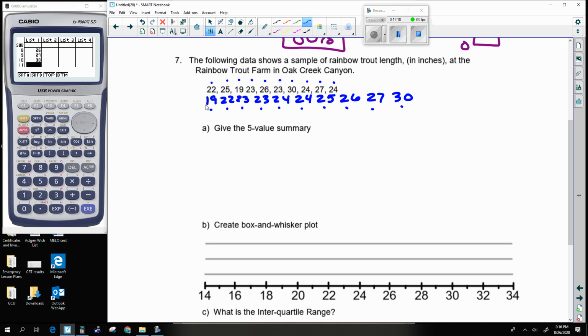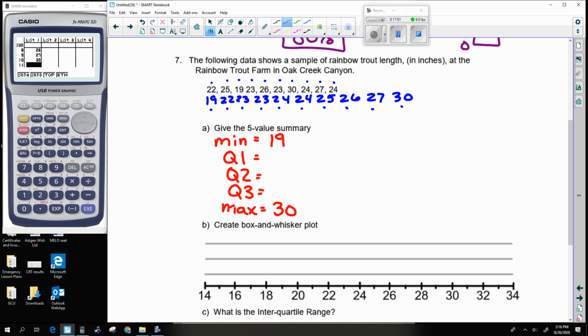Okay, we're matching up. All right, so the 5-value summary, you have to physically write this in, is going to be the min. Make an equal sign. Min, quartile 1, quartile 2, quartile 3, and a max. You have to put that on your paper. So the min is the smallest number, that's 19. The max is the largest number, that's 30. The quartiles are these medians that we're going to need to find.